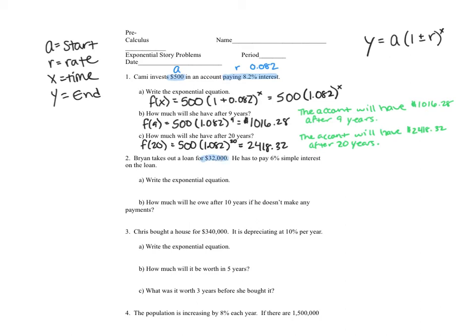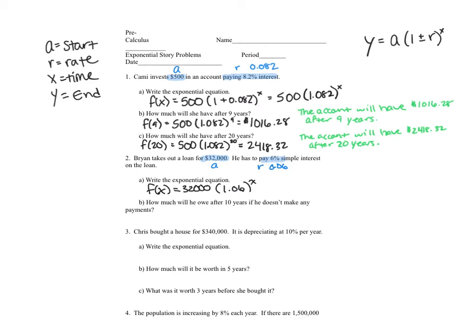$32,000. So that's going to be how much we're starting with. He has to pay 6% simple interest on the loan. So he's paying more and more, so this is going to be our rate. And that's going to be 0.06, and we're going to be adding that on to the amount we have to pay. So our equation is going to be f of x is equal to 32,000 times 1.06 to the x. So I've already added that on there.